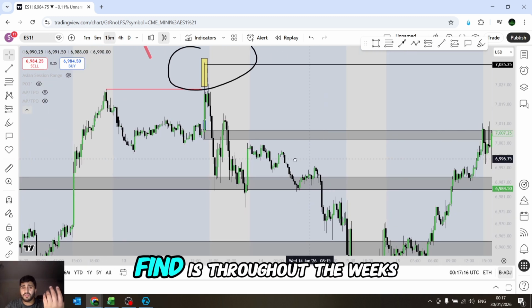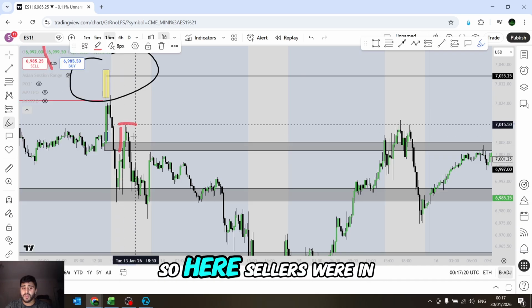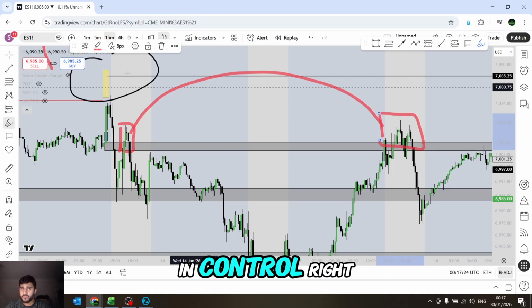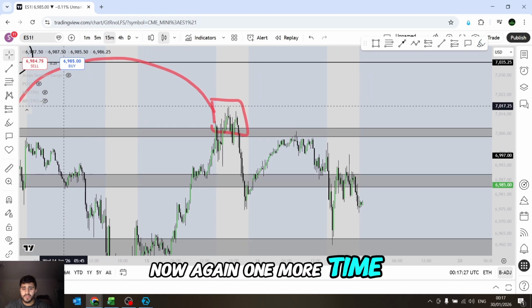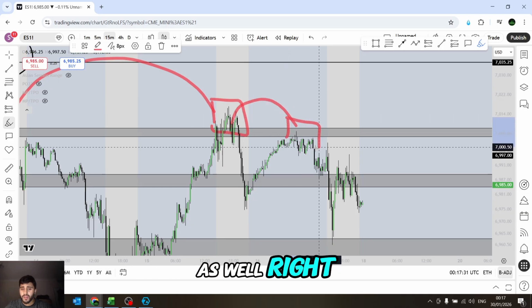And so what you're going to find is that throughout the weeks, we had order flow back reaction. So here sellers were in control, right? Vice versa here, sellers were in control. Now again, one more time, sellers were in control. Sellers were in control here as well, right? So we can see that.